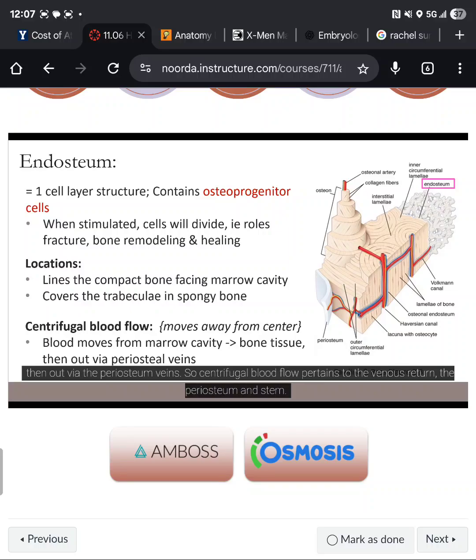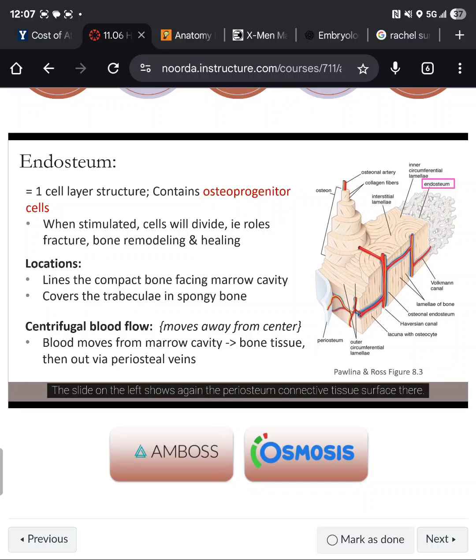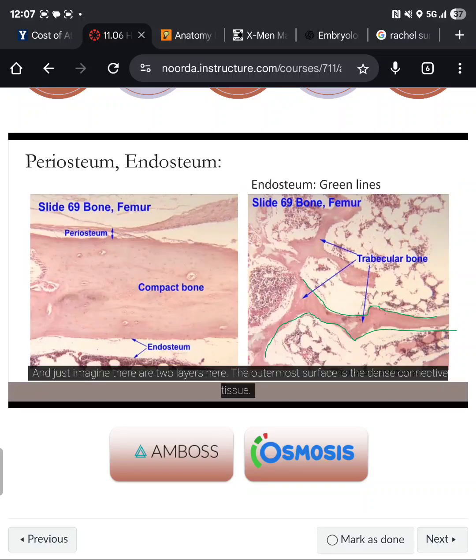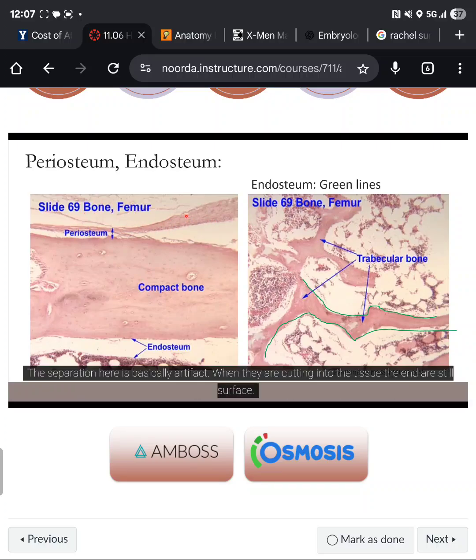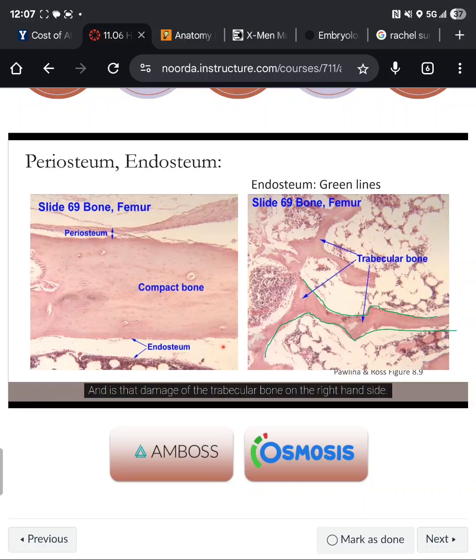The periosteum and endosteum. The slide on the left shows again the periosteal connective tissue surface there, and just imagine there are two layers there. The outermost surface is the dense connective tissue, and the innermost surface would have your osteoprogenitor cells. The separation here is basically artifact when they are cutting into the tissue. The endosteal surface here, you have your compact bone, and on the innermost portion is the endosteal surface, which faces the marrow cavity. Here is an image of the trabecular bone on the right hand side.